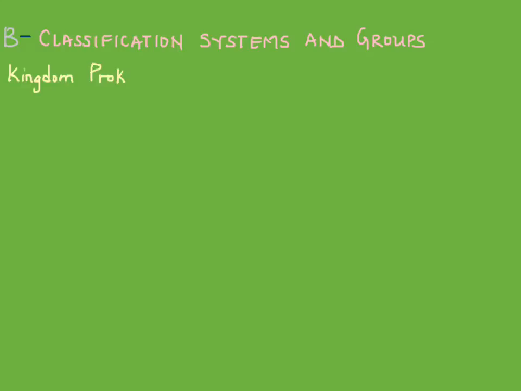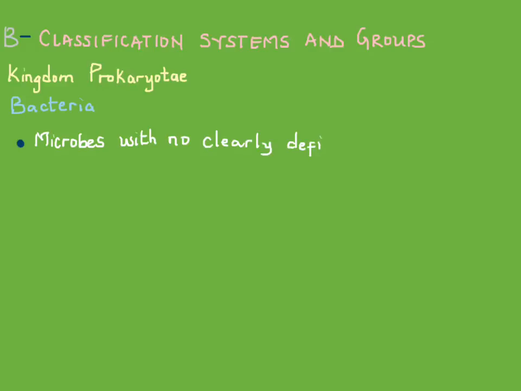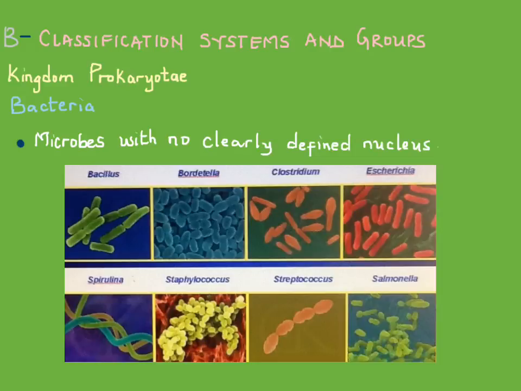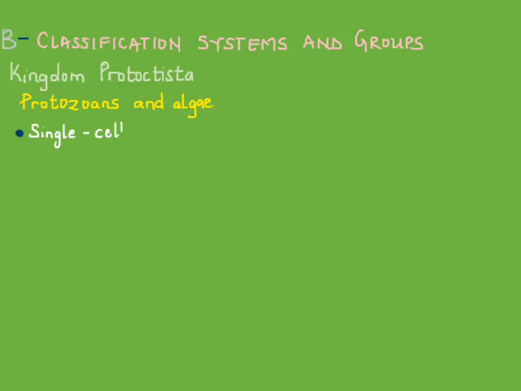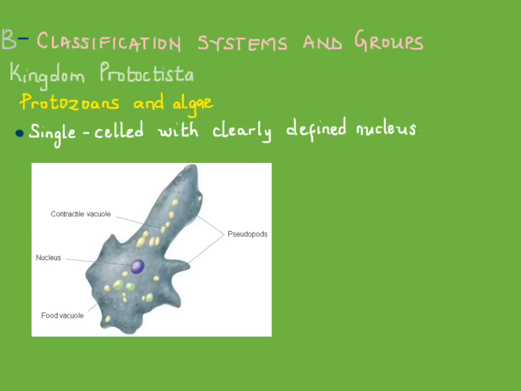Kingdom Prokaryote consists of bacteria. These bacteria are microbes in which there is no clearly defined nucleus. Kingdom Protoctista consists of protozoans and algae. These are single-celled organisms which have a clearly defined nucleus. An example of a protozoan is the amoeba.